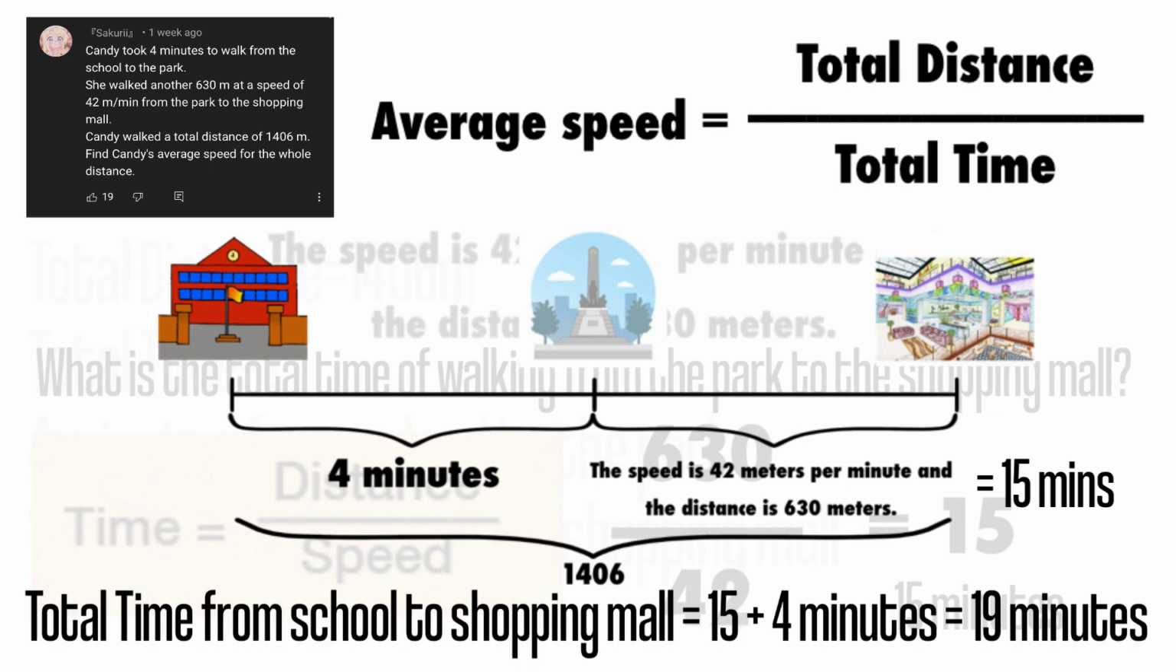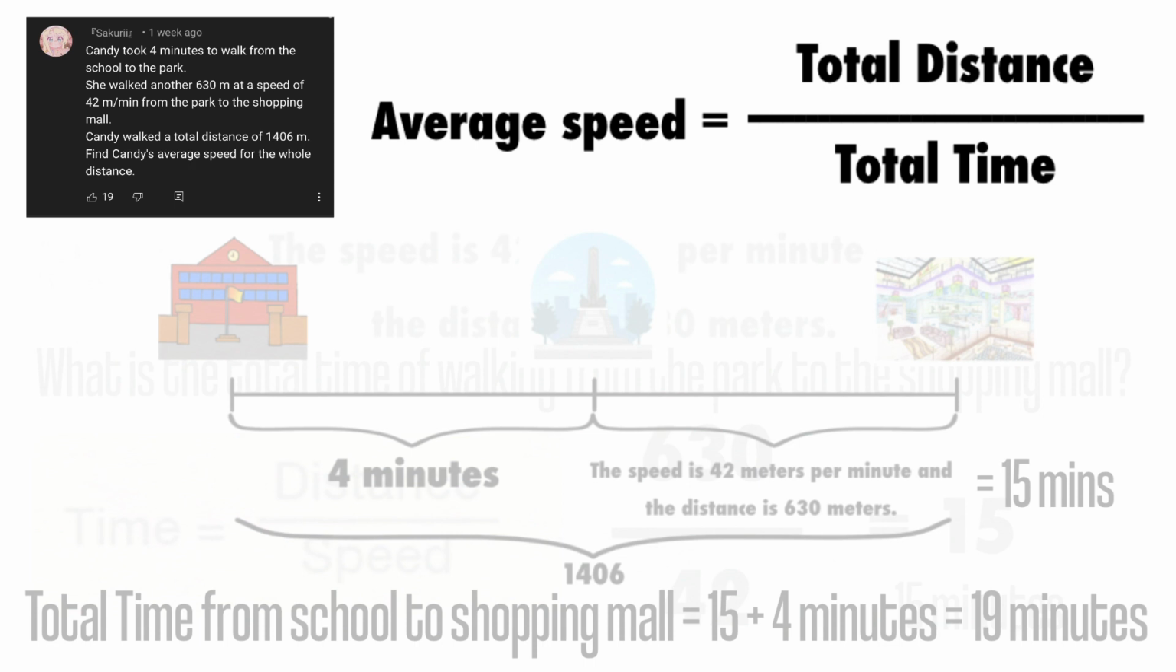It took her 4 minutes from the school to the park, and from the park to the shopping mall, it took her 15 minutes. So 15 plus 4 is 19 minutes. So that is the total time it took her to walk from the school to the mall.